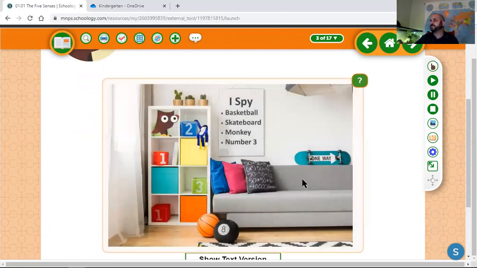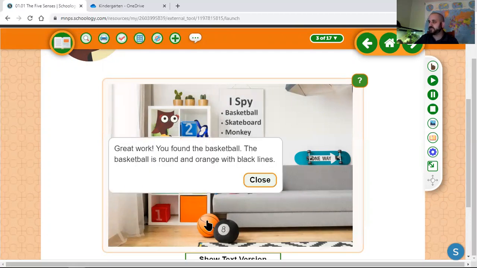Okay. I am looking for a basketball. Aha! Here it is on the floor. You found the basketball. So if I wanted to describe or talk about what that basketball looks like, I would say it is round and it is orange with black lines. So I talked about its colors and its shape.